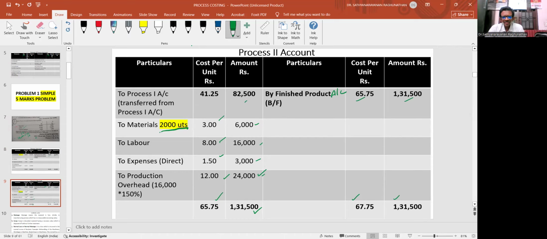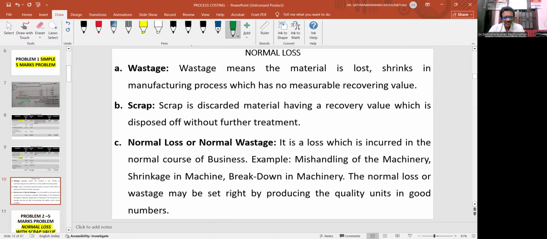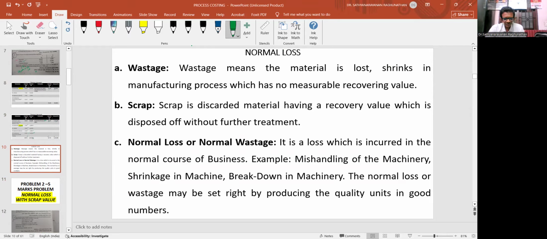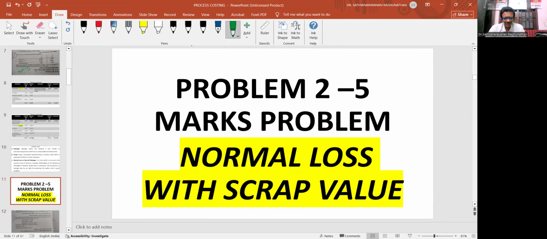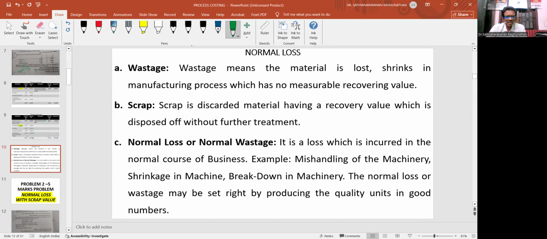This particular problem does not contain any normal loss or abnormal gain or anything else. Okay. The next problems consist of normal loss. Normal loss problem.